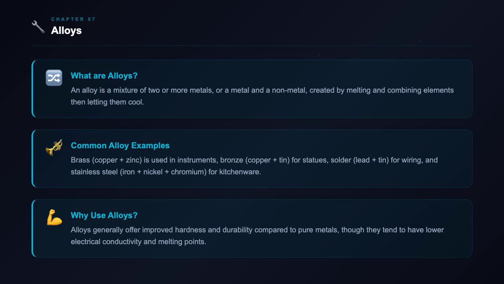Brass is an alloy of copper and zinc, used for decorative items and musical instruments. Bronze is copper and tin, used for coins, statues, and bells. Solder is lead and tin, used for welding electrical wires. Stainless steel is iron, nickel, and chromium, used in kitchenware and medical equipment. Gold alloys are also used, with 24-karat being pure gold and 22-karat being gold mixed with copper or silver for jewelry. Alloys have lower electrical conductivity and melting points, but offer improved hardness and durability.